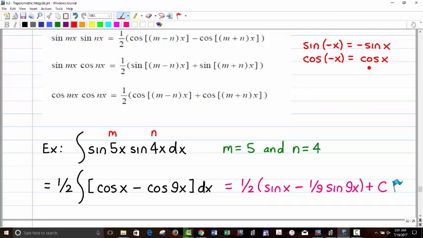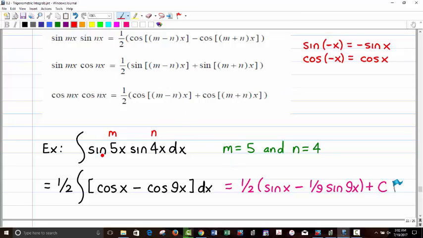And cosine of a negative angle always equals cosine of a positive angle. So let's use these. The 1/2's go to the outside here. So you see it's just cosine of, and that's why it doesn't matter which one you choose as m and n, but it's probably easiest just to stay in this order. It just makes it easier. So here I let m be 5, n be 4.